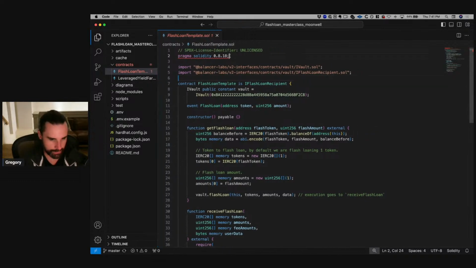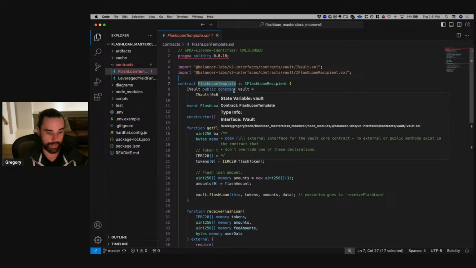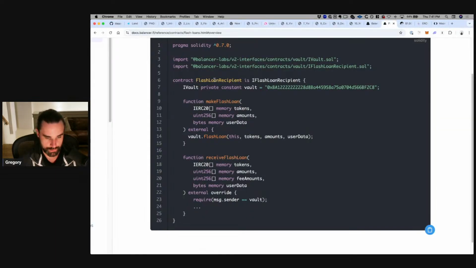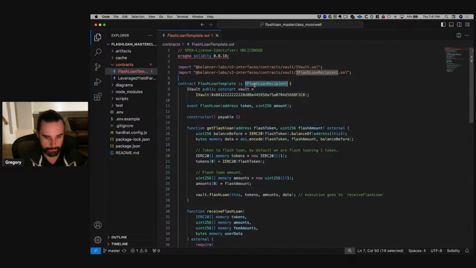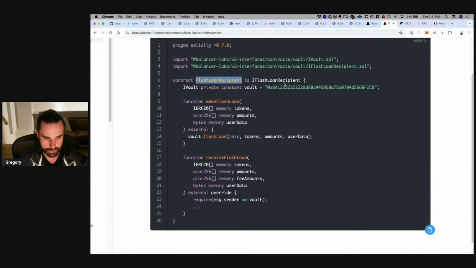You can see I've done the Solidity programming language version at the top, 0.8.18. That's different from Balancer, that's okay. I've imported the libraries like they tell us to. Done contract. We've called ours flash loan template, which of course is different from flash loan recipient, but again, you can name it whatever you want to. It inherits flash loan recipient just like that.